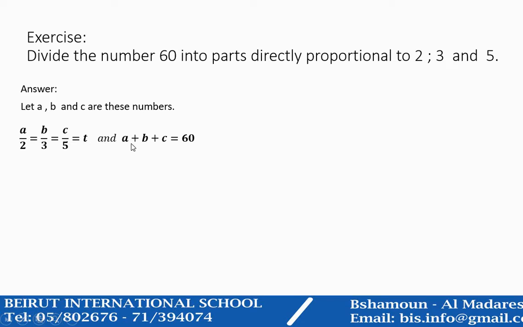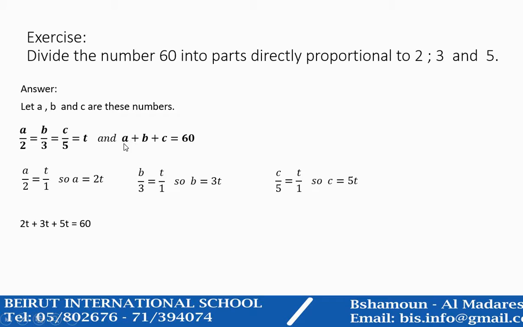And the other information is that these three numbers, a plus b plus c, should give 60. So a plus b plus c is equal to 60. You take the first one, a over 2 is equal to t. You put t over 1 and multiply extreme by extreme, mean by mean. So a equals 2t. The same way b equals 3t, and the same way c equals 5t. So you take the first fraction with t, the second fraction with t, the third fraction with t to find a, b, or c in terms of t.